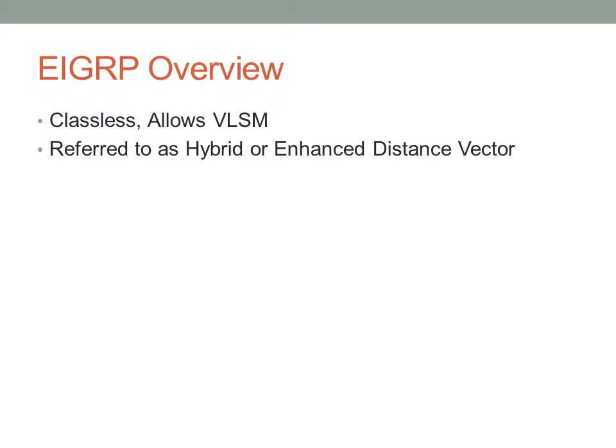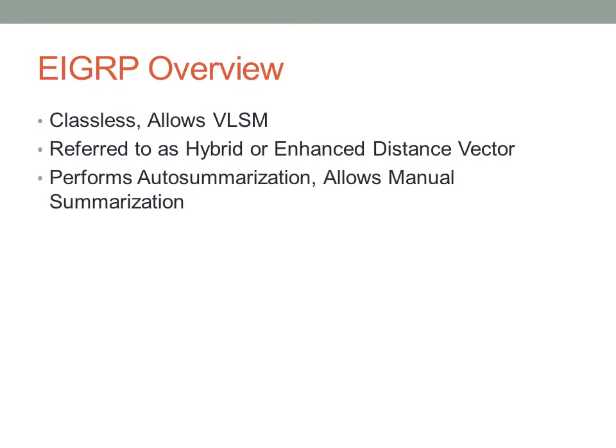Again, it relies on a distance and a next hop. It relies on information to be summarized by its neighbors to it, so it's pretty much a distance vector protocol. It does perform auto-summarization, but it also allows for manual summarization. This is one of the unique features about EIGRP.